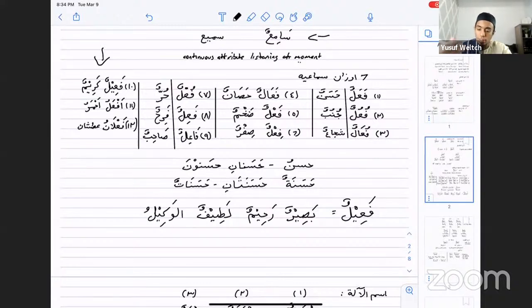These are continuous attributes, which is different than Basir, someone who sees at the moment. Zaydun Basirun. Zayd sees, but he doesn't have the intrinsic quality of sight at all times. So Rahim, all-merciful, Latif, and Al-Wakil, and so forth. And there's many more.